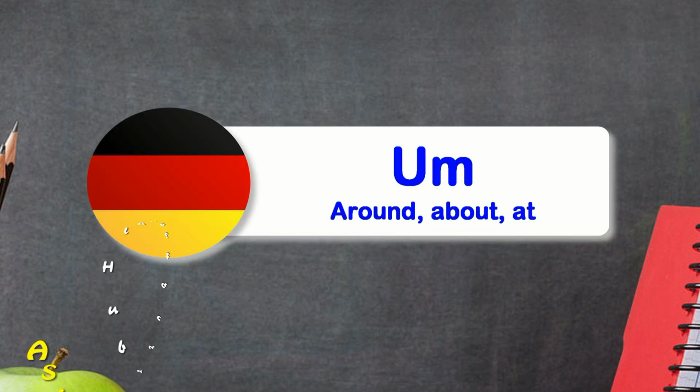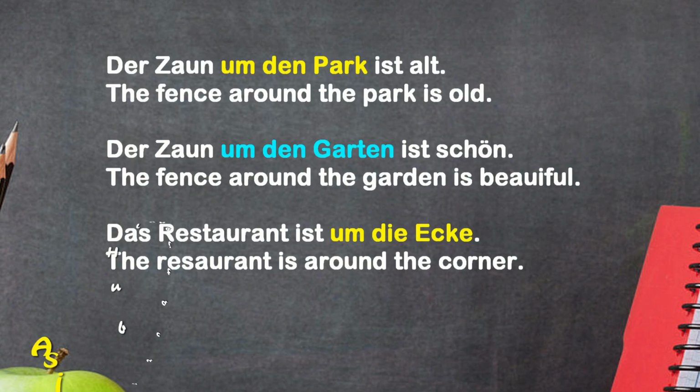Now um means around, about and at. Der Zaun um den Park ist alt. Um den Park means around the park. The fence around the park is old. Der Zaun um den Garten ist schön. The fence around the garden is beautiful. Das Restaurant ist um die Ecke. The restaurant is around the corner.